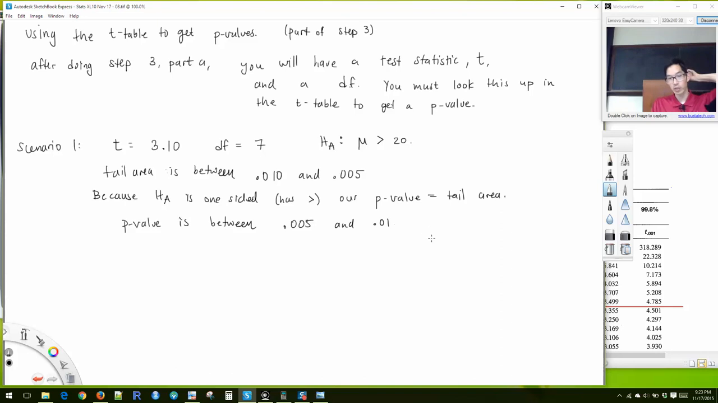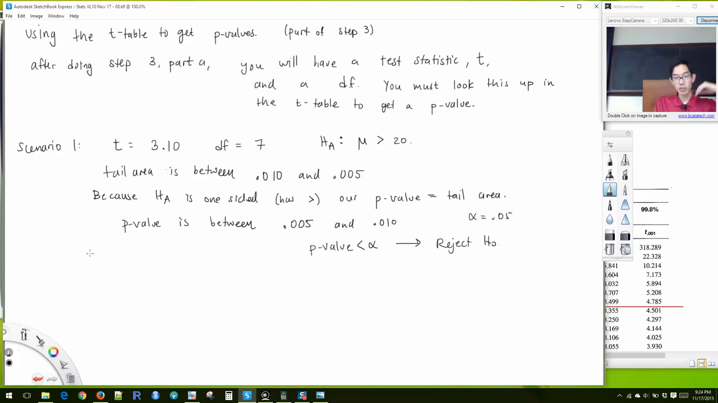And 0.01. All right, so in our case, would we reject the null hypothesis? If alpha is equal to 0.05, what would we do? Would we reject, yes or no? Is our p-value bigger or smaller than 0.05? Smaller, right? Our p-value is less than alpha, so we reject the null hypothesis, okay?